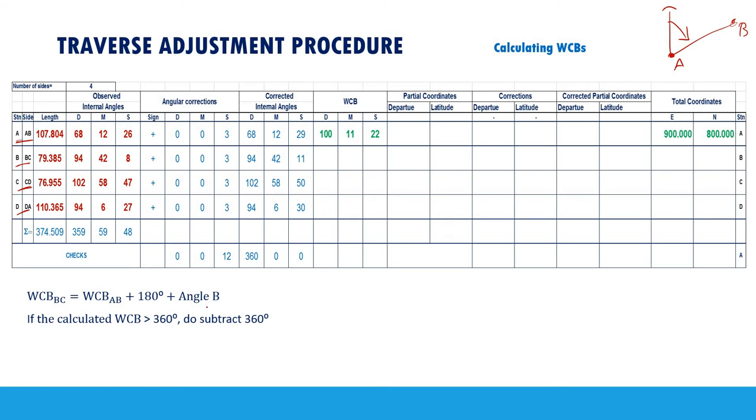And this is the relation that we are going to use to calculate these whole circle bearings. For example, the whole circle bearing of BC would be the whole circle bearing of AB, which is given here and known, plus 180 degrees, plus the angle B, the corrected value of angle B. So again, to calculate the whole circle bearing of BC, it is the whole circle bearing of AB plus 180 degrees, plus the angle B.